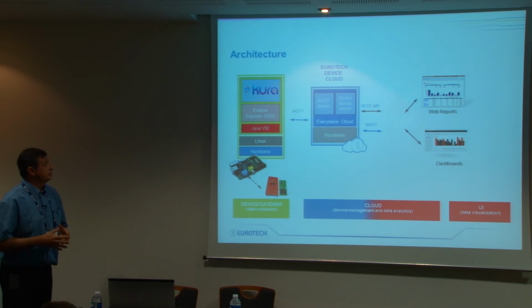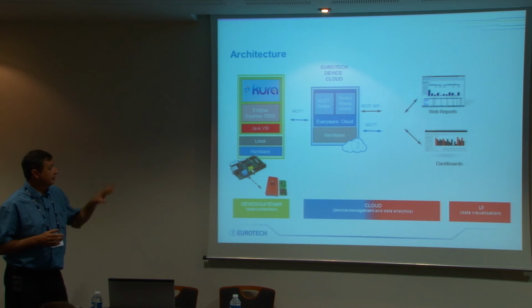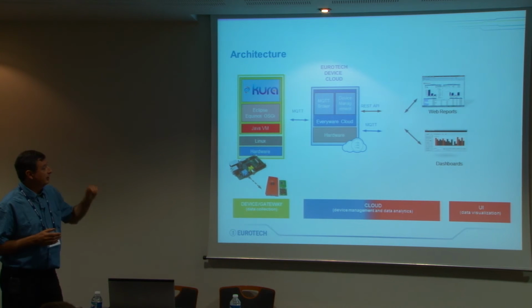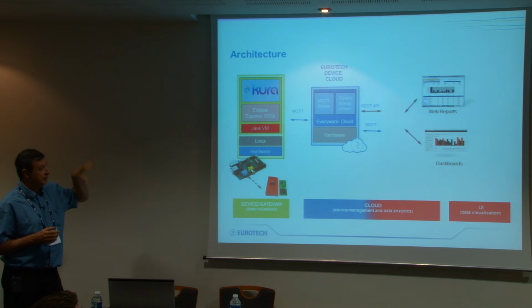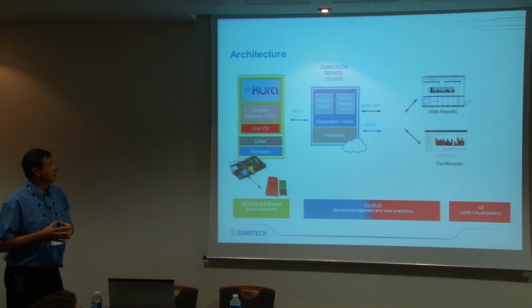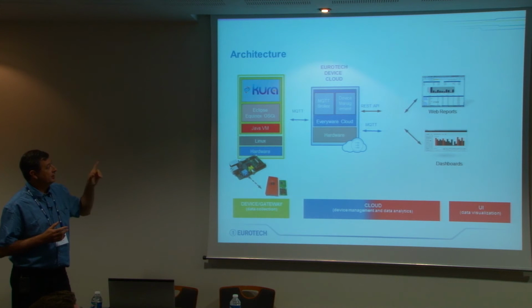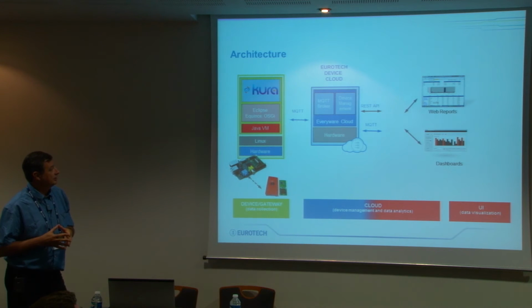The architecture is quite simple. We need hardware, so it's a Raspberry Pi, Linux on the hardware, and a Java virtual machine. OSGi is running on the virtual machine, and Kura is deploying bundles in OSGi. This stack is communicating with MQTT to a device cloud.